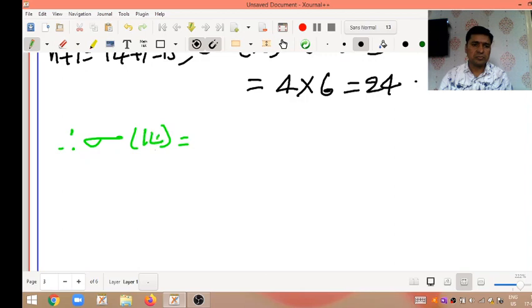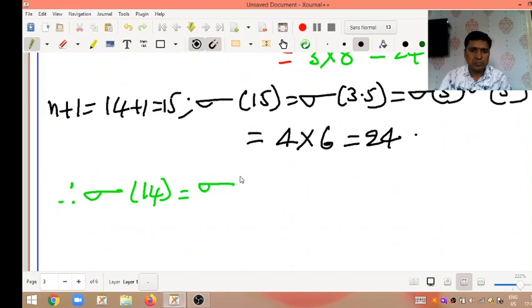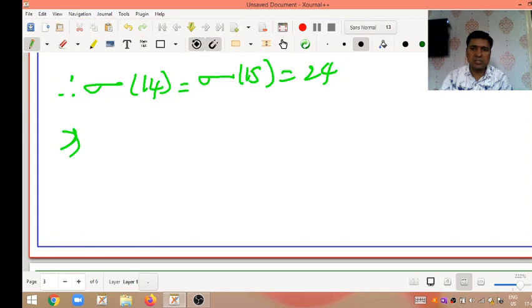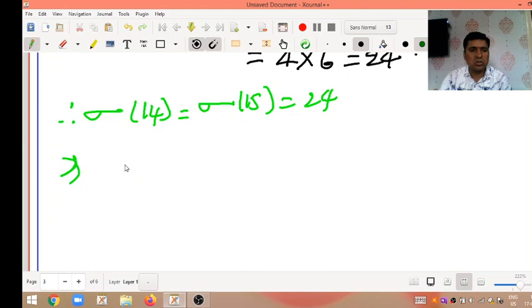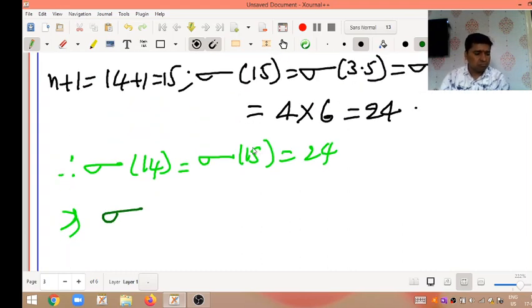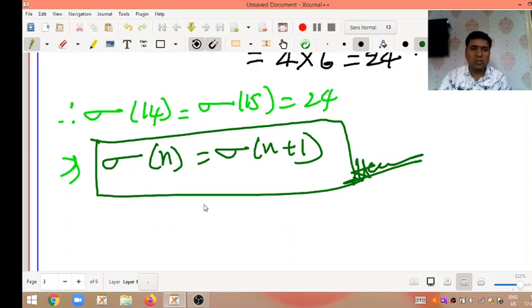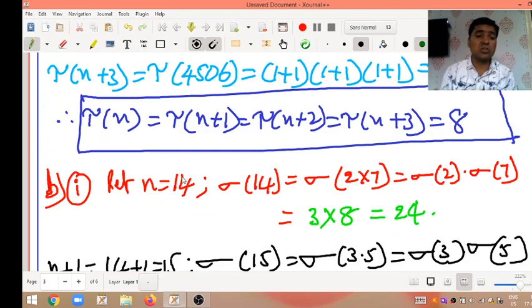14 is equal to sigma of 15, that is equal to 24. This implies that sigma of 14 is equal to how much? Sigma of 14, which is n, is equal to sigma of n plus 1. These two are both equal. That one we want to show. Hence proved. Okay, this is for n is equal to 14.